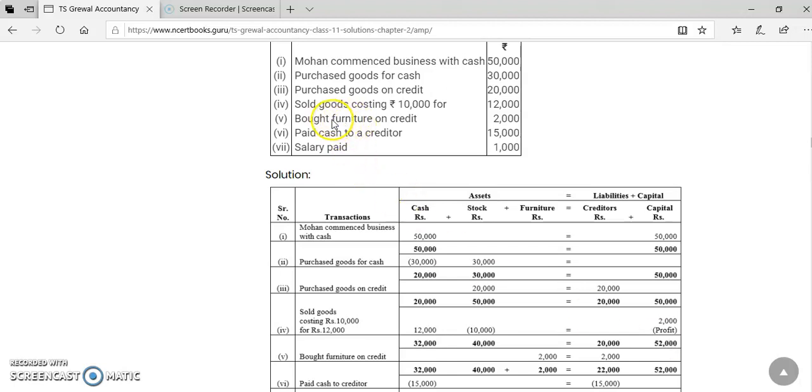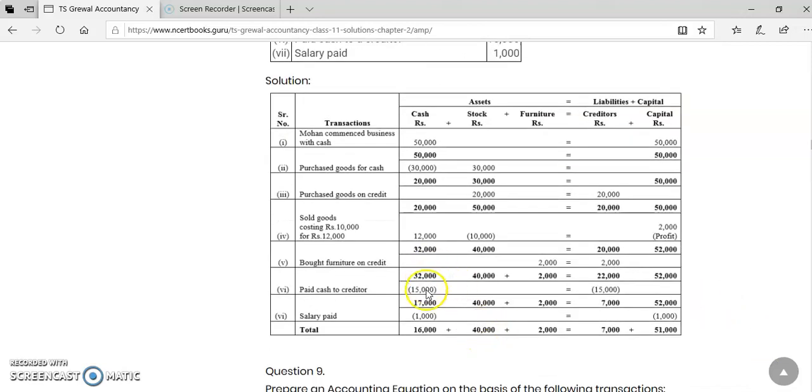Same is there. Next is bought furniture on credit 2,000. New asset comes, furniture. So just create a new asset, furniture 2,000. Credit means there is no reduction of cash. Cash is same, stock is same, furniture is new. But your creditors increase, because if you are purchasing anything on credit, automatically your creditors go up. Got it? 2,000, 22,000. So this way you have to plan. In the same way, paid cash to creditors. You have to deduct from the cash and deduct from your creditors. At last is the same, salary paid. I hope you understood.